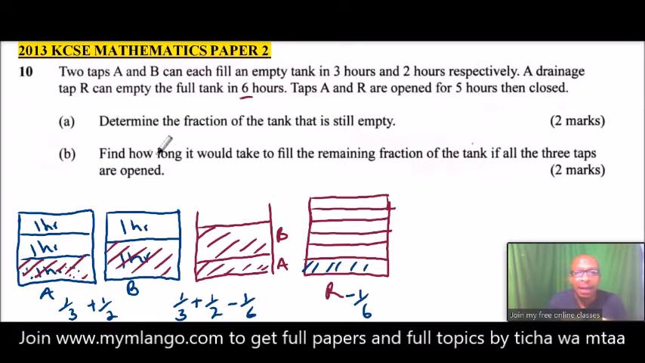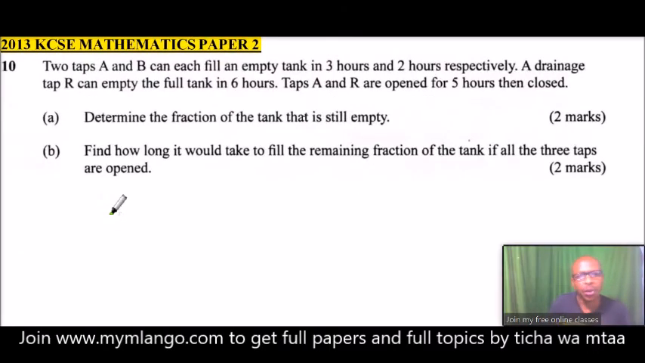For example, determine the fraction of the tank that was still empty when A and R are open for 5 hours. We need to find what part of the tank was empty. And so now let's go to the actual working of the question and see how you are supposed to do that. So now we look at part A. Like I have explained, when A and R are open for 5 hours, when you open A, because it is filling the tank in 3 hours, in 1 hour it will fill a third of the tank.